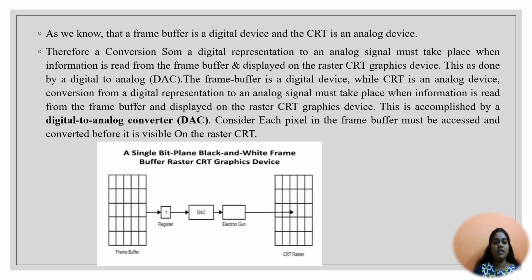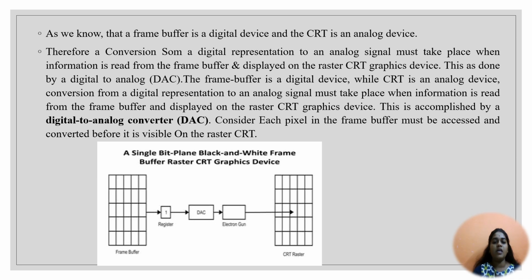As we know, the frame buffer is a digital device and the CRT is an analog device. Therefore, the conversion of a digital representation to an analog signal must take place when information is read from frame buffer and displayed on the raster CRT graphics device. This is done by a DAC, that is, a digital to analog converter.